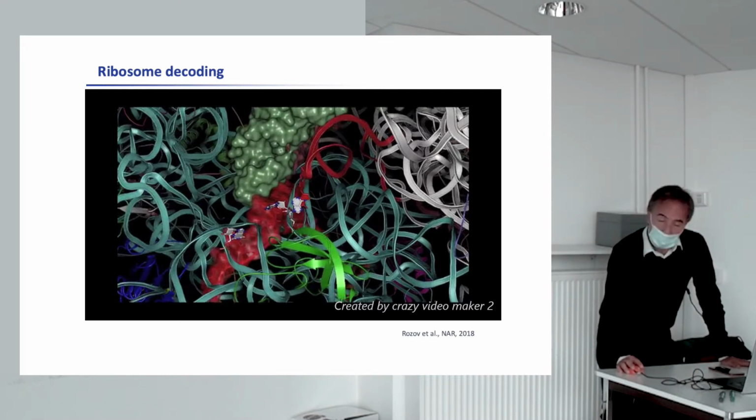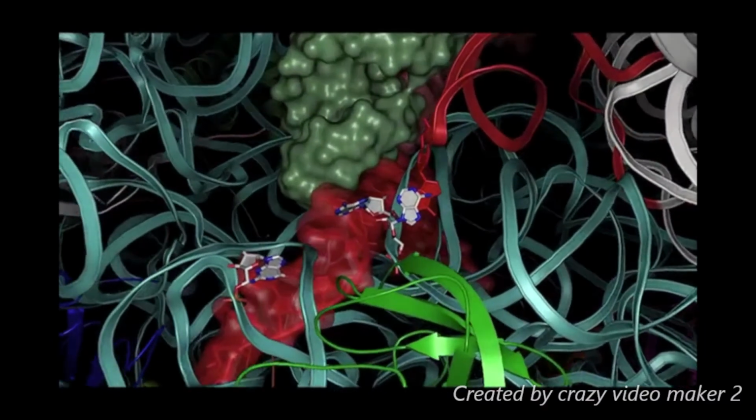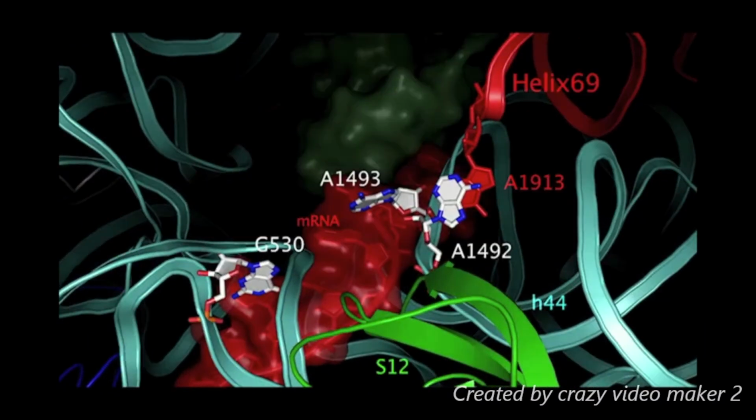Here in red we have a helix of the large subunit, helix 69, that is also participating in forming the decoding center of the ribosome, even if the majority of the residues are from the small subunit. Okay. Now we go inside, we start to look at some nucleotides.